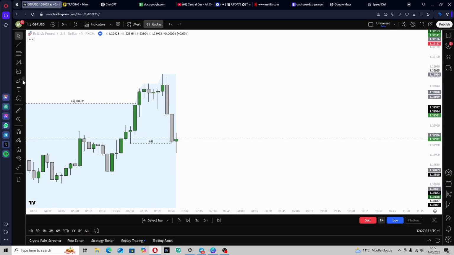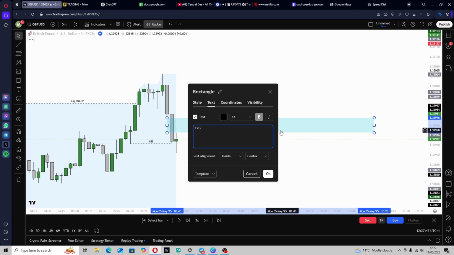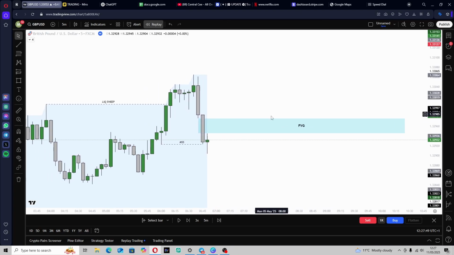So all we need to do now is mark out our fair value gap, which will be from this point to this point, because we will not go for the extreme FVG, because this strategy works only with the closest FVG, right? So I'm marking this out as my fair value gap.